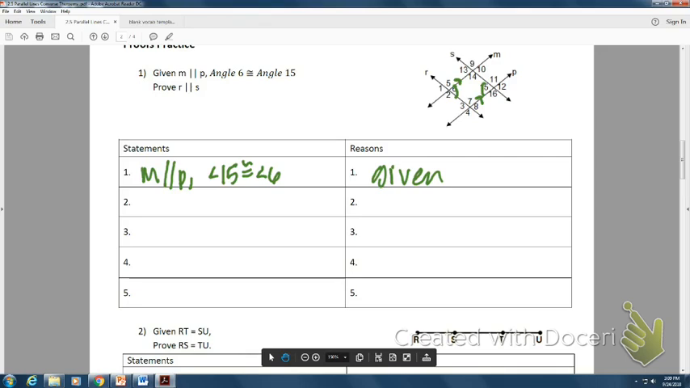Okay, let's try this one. I'm just going to write them as we're saying them, and then we'll eliminate it and start over if it doesn't work. Okay? So 15 and... what'd you say, 13? Are congruent, why? Corresponding angles. Okay, somebody give me something else.